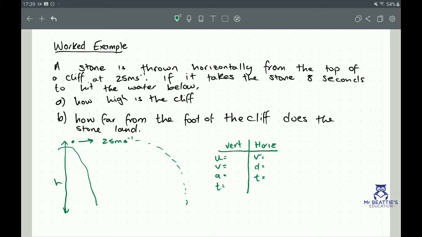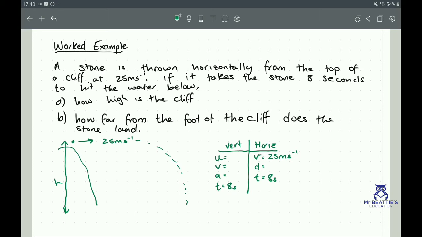Okay, and now if it's fired off of the cliff at 25 meters per second, that's its horizontal speed. So we can put that in there on that side. Now it's specifically on that side because it doesn't affect anything on the vertical side, it only affects the horizontal side. Okay, but the 8 seconds in the question, time is the only thing that's the same on both. So the 8 seconds fills in there quite nicely.